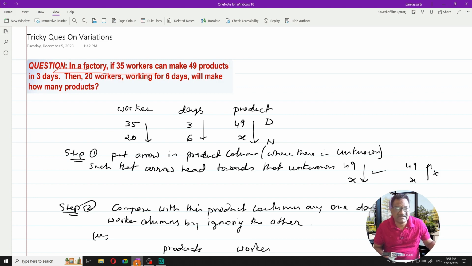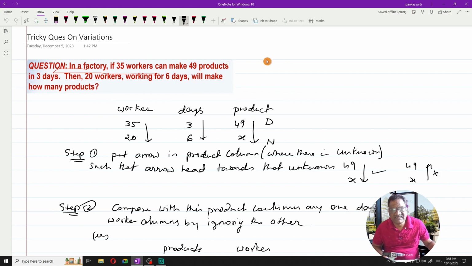And in today's session, we are going to do some of the tricky questions on variations, and this is for the IGCSE curriculum. These questions on variations, I call them tricky because they are a bit lengthy if you start working them in a normal way. It becomes very lengthy and messy also.